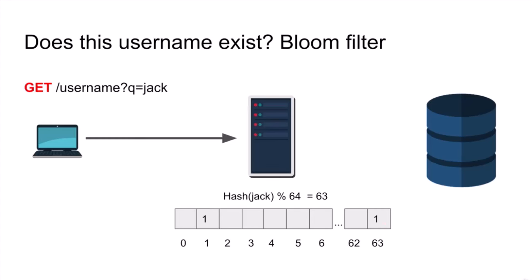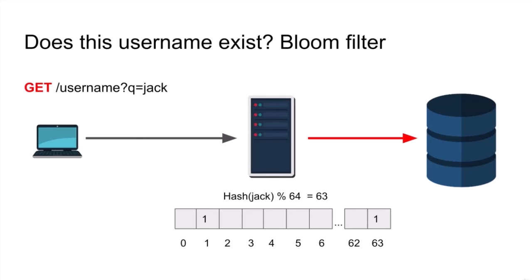If that bit is set, that means Jack may be there. And why maybe? Because there might be another string that matched hash and mod 64 that resulted in 63 and was set, not necessarily Jack himself, but some other string that matched it. But that is actually enough for us. If it's set, then it's set. I'm going to take the hit and hit the database. So I kind of saved myself some queries at the database.